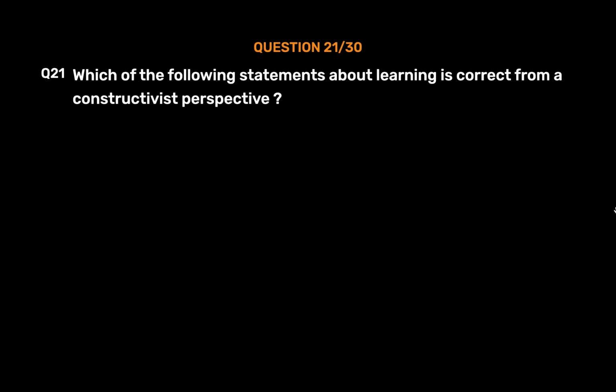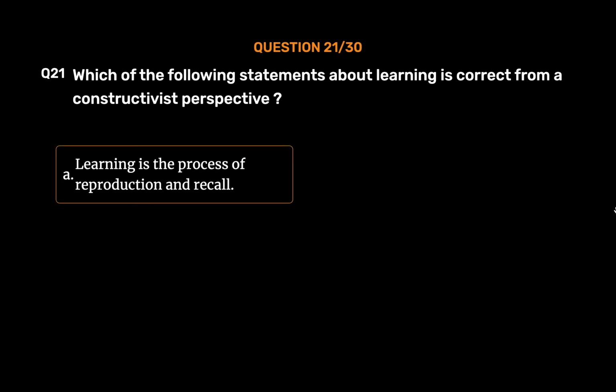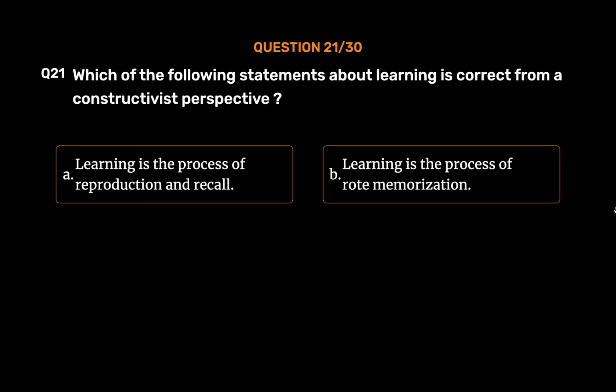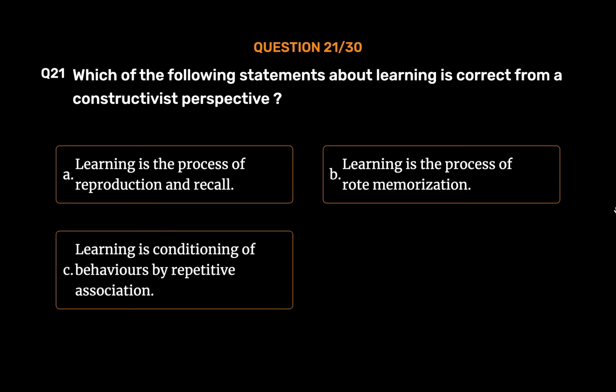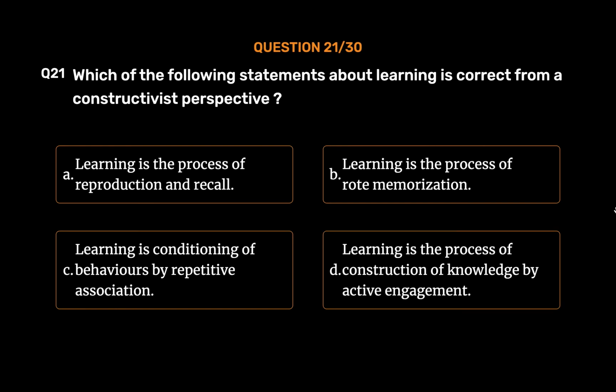Question number 21. Which of the following statements about learning is correct from a constructivist perspective? Option A. Learning is the process of reproduction and recall. Option B. Learning is the process of rote memorization. Option C. Learning is conditioning of behaviors by repetitive association. Option D. Learning is the process of construction of knowledge by active engagement. The correct answer is Option D. Learning is the process of construction of knowledge by active engagement.